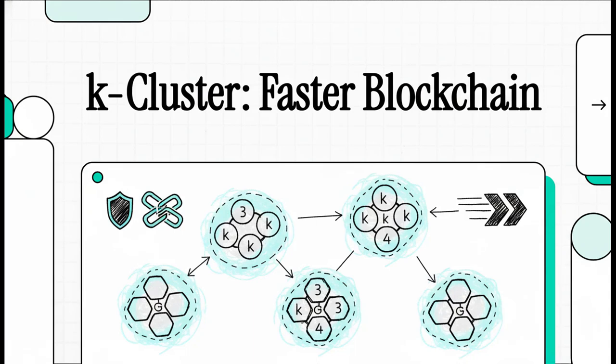All right, let's talk about one of the biggest puzzles in blockchain. How do you get ridiculously fast without completely breaking security? Well, the answer might just be this really cool concept called the K-cluster. So let's dive in and see how it works.